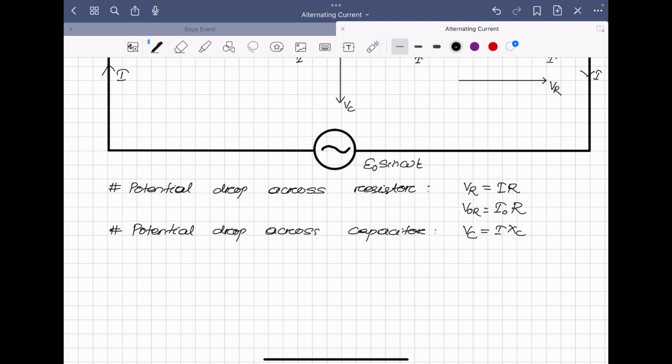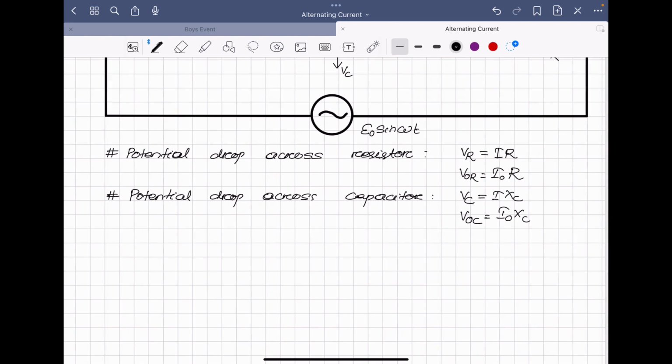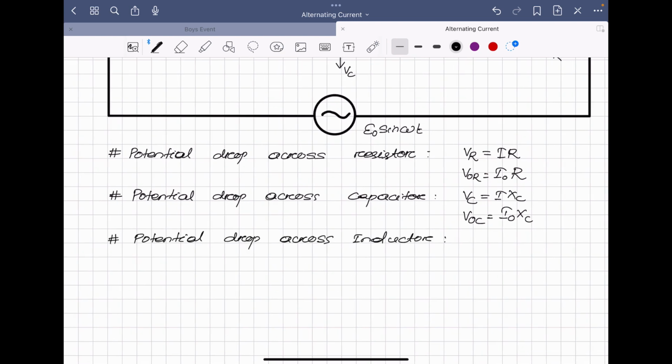VC equal to I XC, or the peak potential drop can be written as V naught C equal to I naught XC. Similarly, potential drop across inductor can be written as VL equal to I XL, or the peak potential drop across inductor can be written as V naught L. This can be written as V naught L equal to I naught XL. Then we have to draw the phasor diagram.